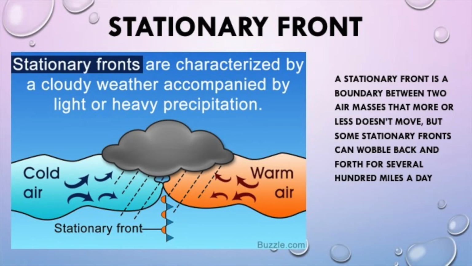A stationary front is characterized by cloudy weather accompanied by light or heavy precipitation. It's going to occur between 2 air masses that more or less don't move, so neither one is strong enough to move the other. Some stationary fronts wobble back and forth for several hundred miles a day, so you get a large area of light, prolonged precipitation.